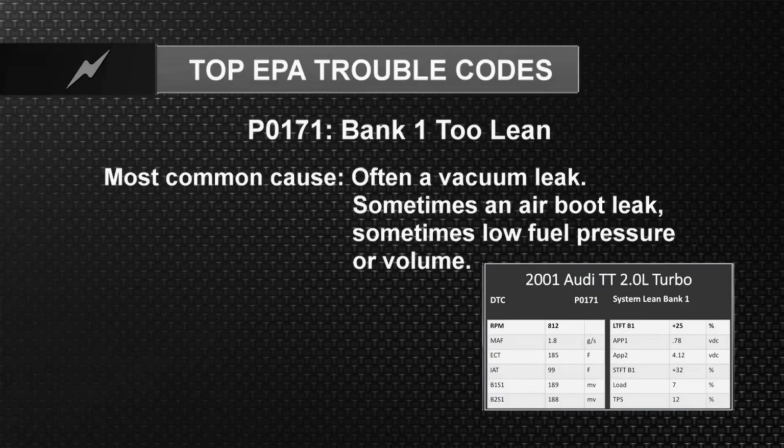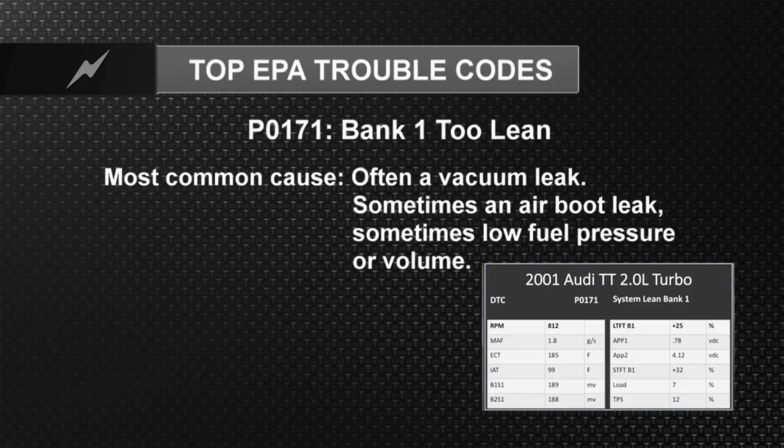P0171, Bank 1-2 lean, most often caused by a vacuum leak, air boot, intake manifold gasket, or low fuel pressure volume. Diagnose vacuum leaks with a smoke machine, e.g. via the power brake booster hose. Diagnose fuel issues by checking fuel trim on a scan tool.